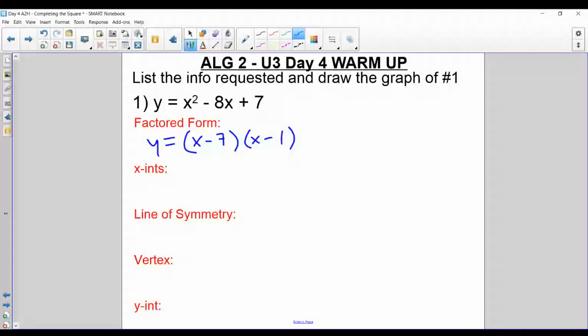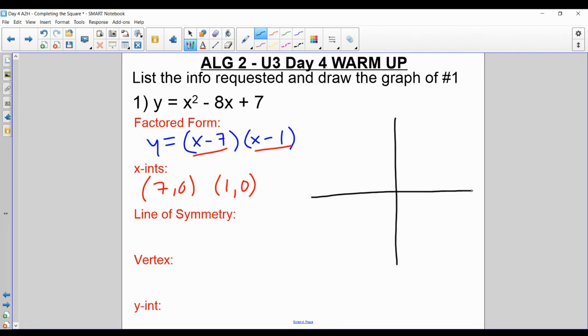So that means my x-intercepts, if we set each of these equal to 0, we get (7, 0) and (1, 0). So let's start our graph at the same time. If I plot these points at (1, 0) and (7, 0), my line of symmetry is going to be halfway in between. So drop this in here at x equals 4.